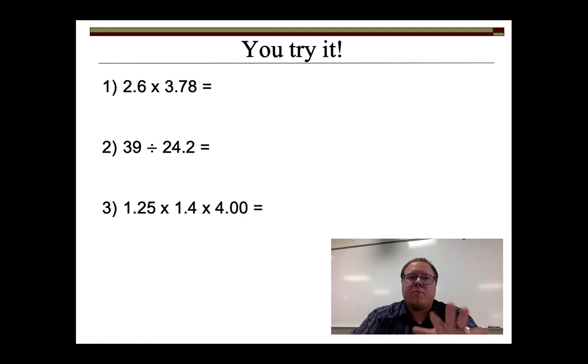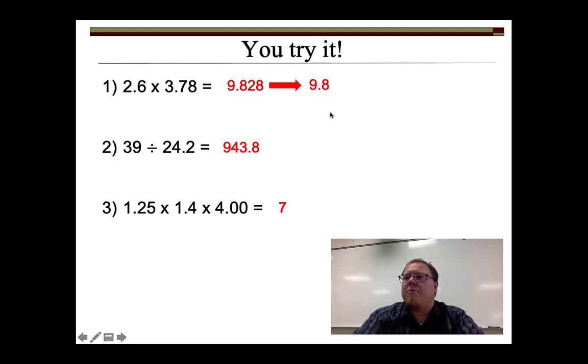Okay, so this is more about the rounding than it is about the math. So I'm just going to throw out what my calculator says here. Those are the answers according to my calculator, which is not what I'm going for here. I want to know about the rounding. So this first one, 2.6 has two significant figures. 3.78 has three significant figures. 2 is lower than 3. So my answer here has to be rounded so it only has 2. That would round to 9.8.